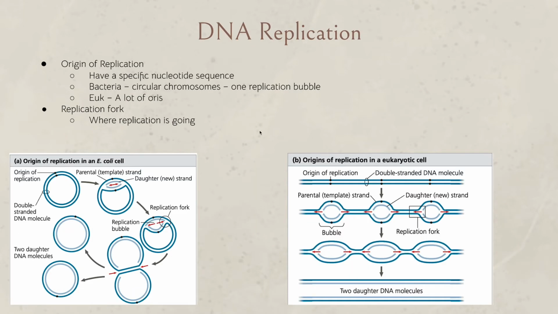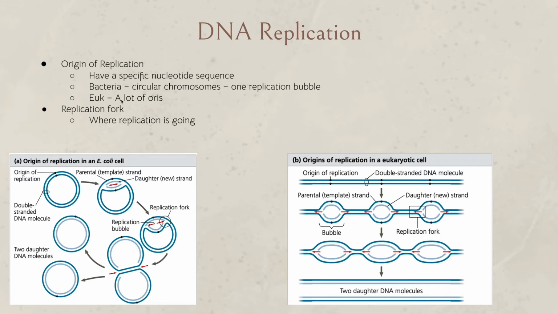Okay, so some more specifications on DNA replication. So in DNA replication, you have to have an origin. So this is where you start. And the origin usually has a specific nucleotide sequence that enzymes are looking for. And then for bacteria who have circular chromosomes like this, there's one replication bubble, like that.